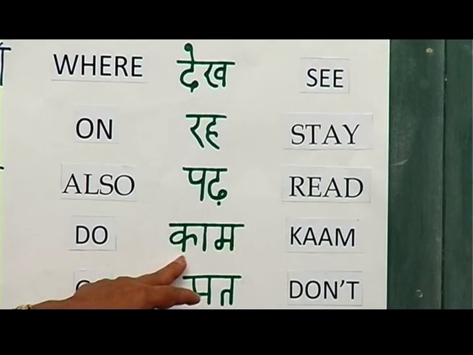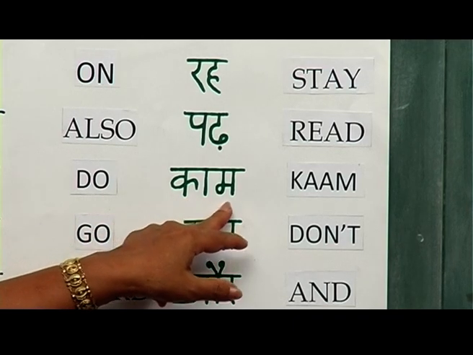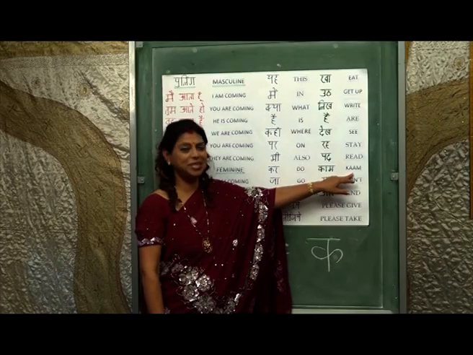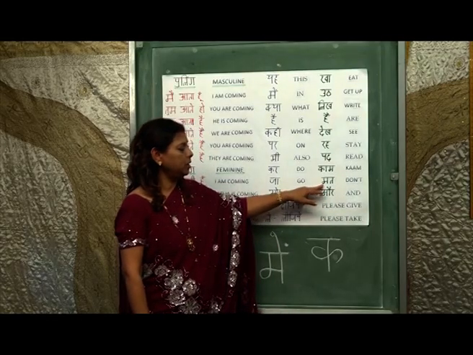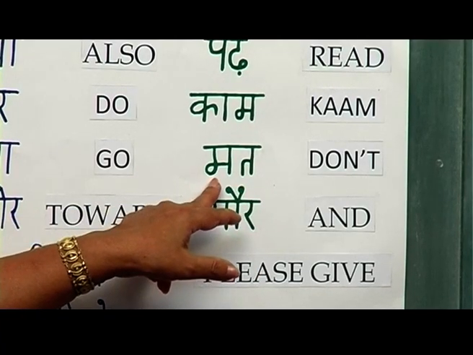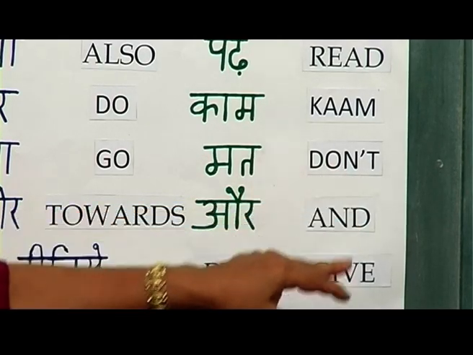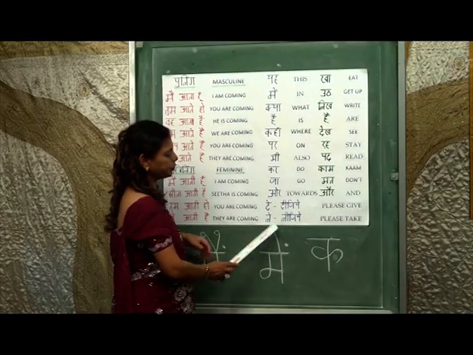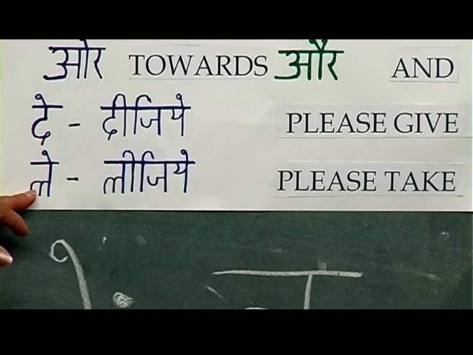The next word is ka, a and ma, and that means calm. And calm, well, I transliterated here. Calm means work. The next word is ma and ta. That means reads mat, and that means don't or do not. Okay, you will notice I have two other ones here. De means to give, le means to take.